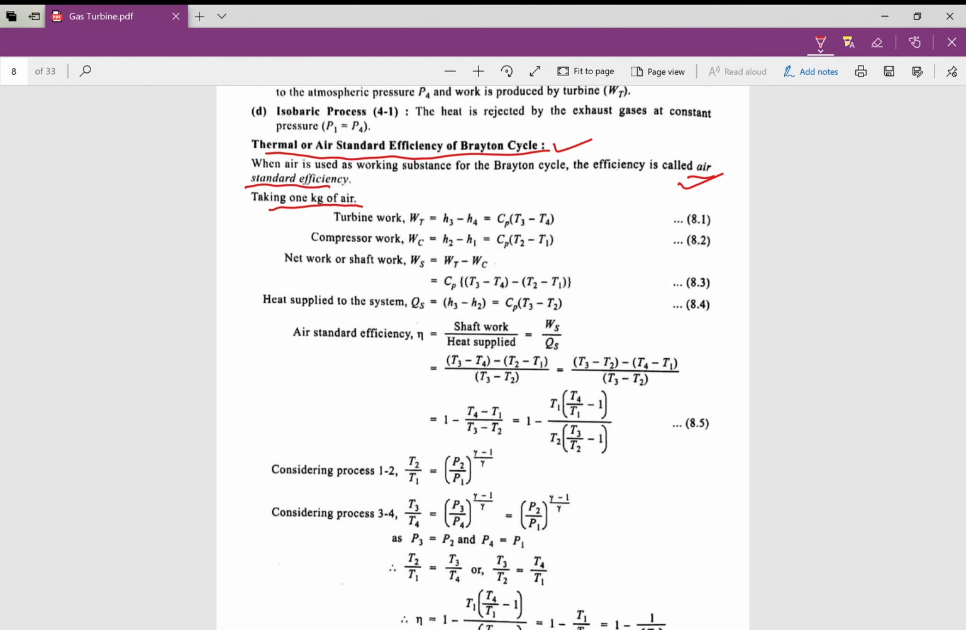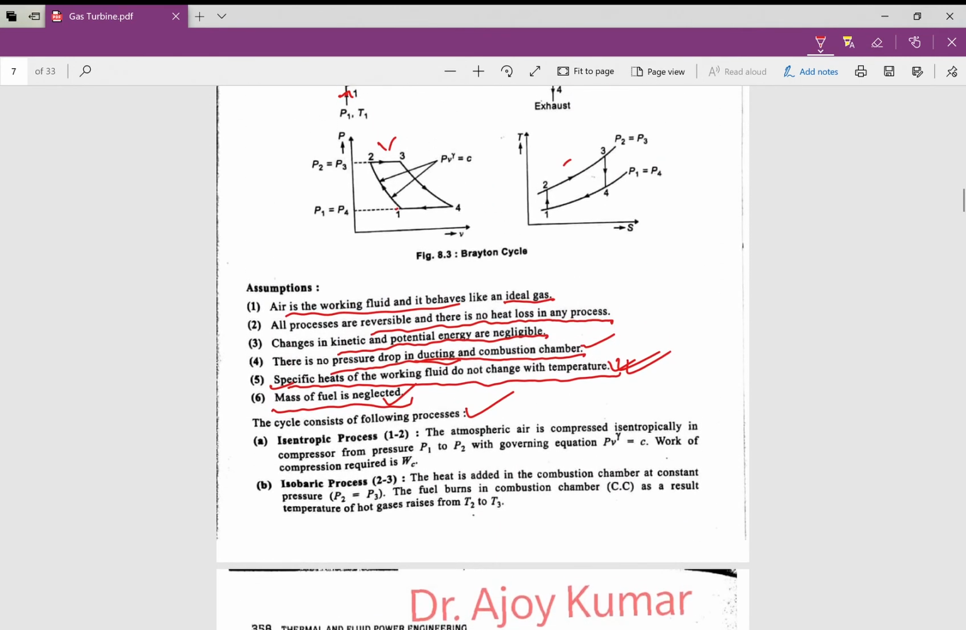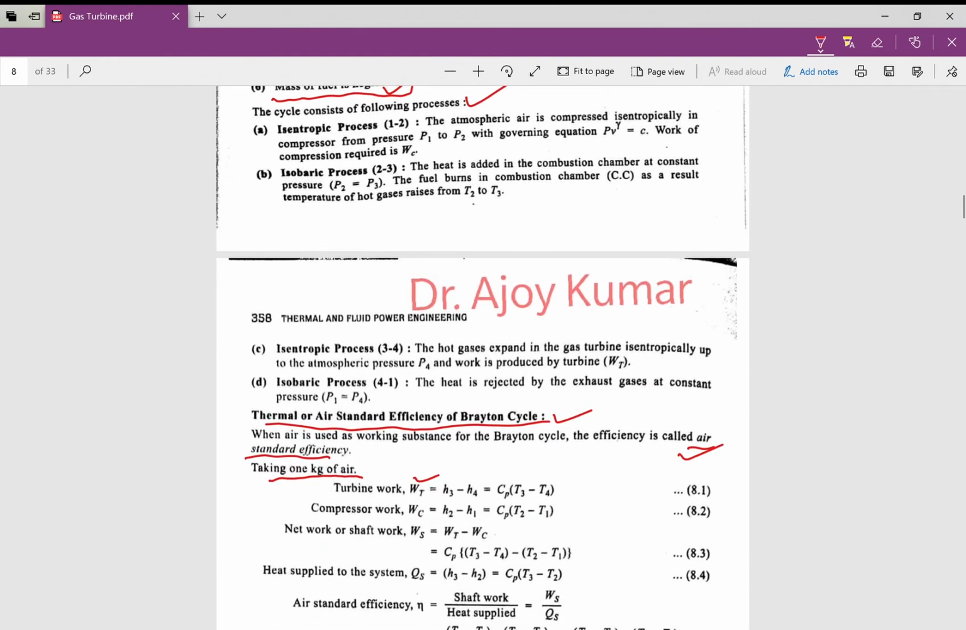So first, turbine work, that is H3 minus H4. In process 3-4 work is produced. This is your expansion process 3 to 4. So here it is written H3 minus H4, that is m Cp (T3 minus T4). This m is your mass, which is 1 kg, hence 1 is not written.